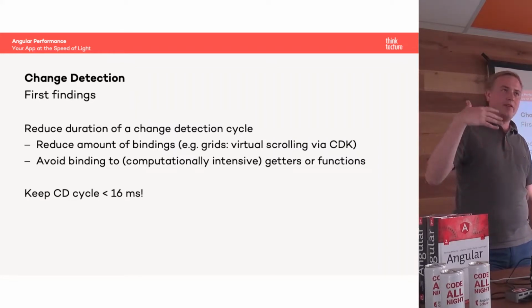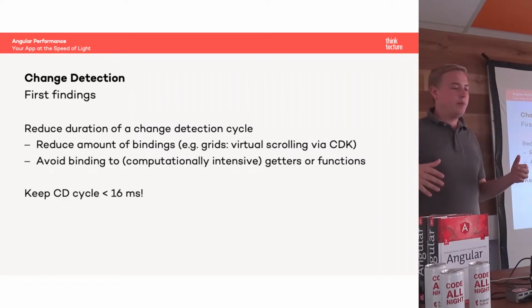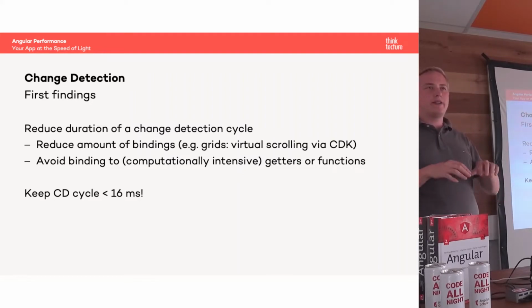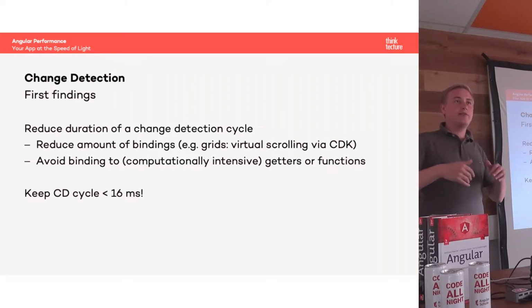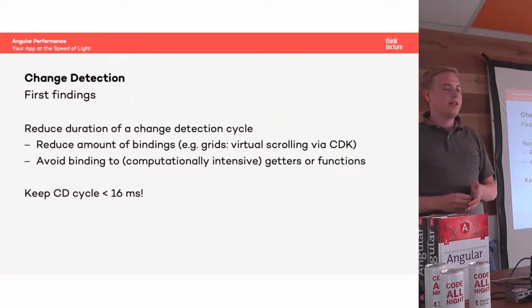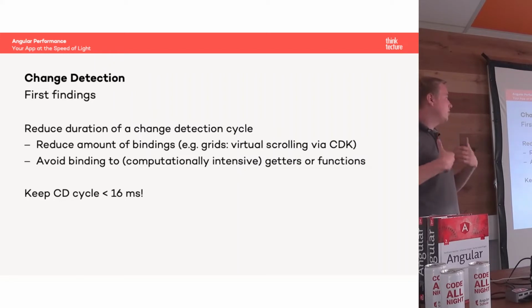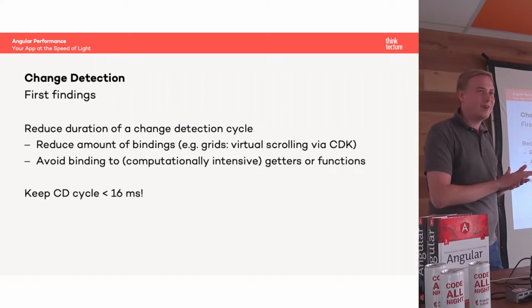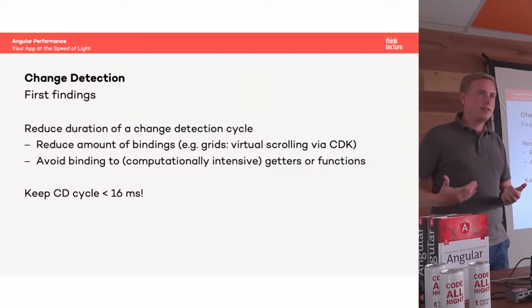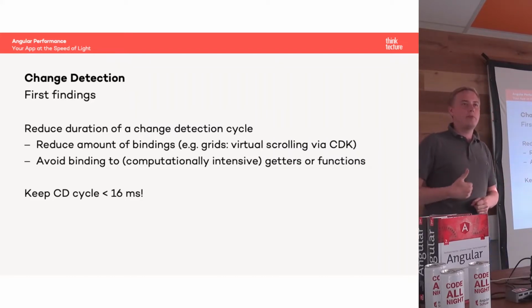So your interest should be to keep the duration of a single change detection cycle as low as possible. So for example, you shouldn't have too many bindings on your page. Now let's say you have 10,000 bindings because you have a really huge grid. One change detection cycle can take very long in that scenario. So you should try to reduce the amount of data bindings that you have. For example, next time the CDK talk, right? Angular CDK has a virtual scrolling mechanism which you could use to reduce the number of bindings during runtime.